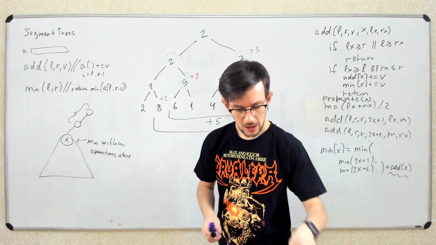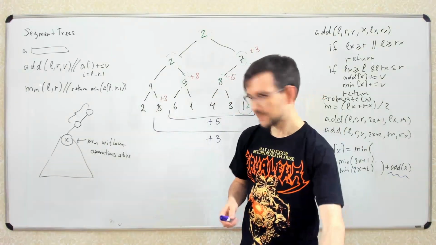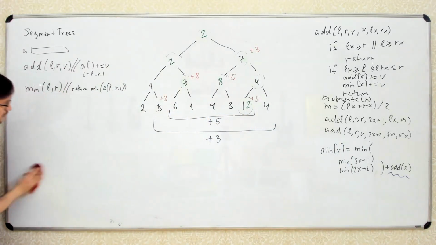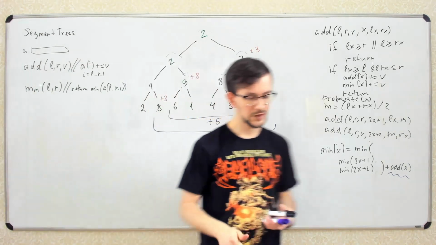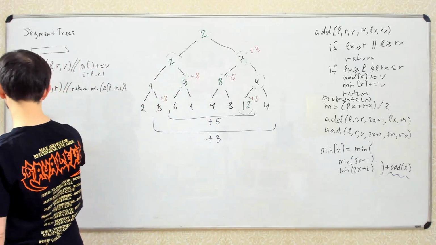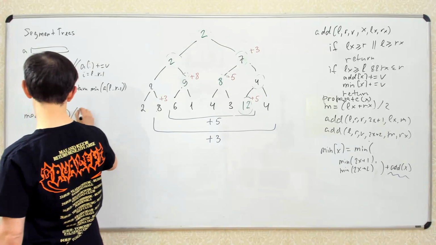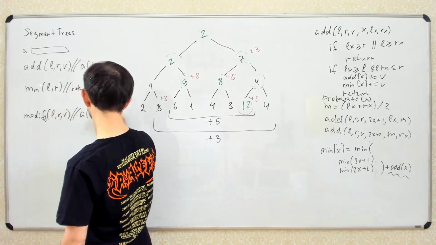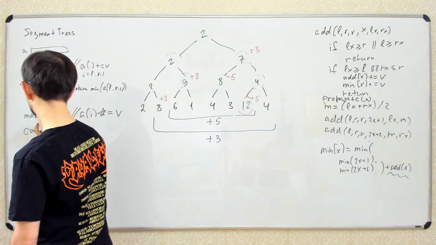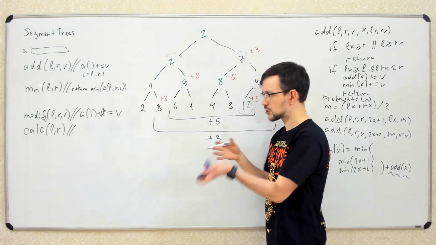Now, important stuff. What other operations can you use instead of these two operations? Let's try to have some abstract operation again. We need two operations. The first operation we use when we apply a function, let's say something like modify from L to R with V. We have this A_i and then apply operation V. And calculate from L to R. This operation will calculate some operation on this segment.